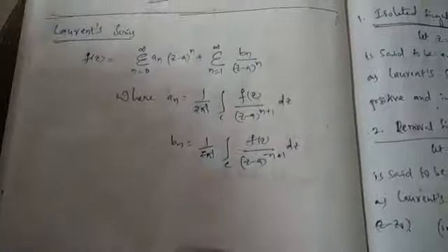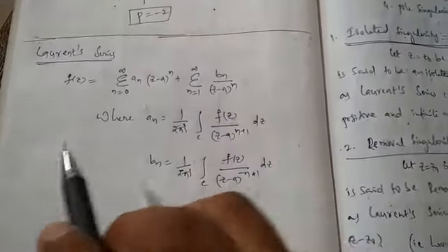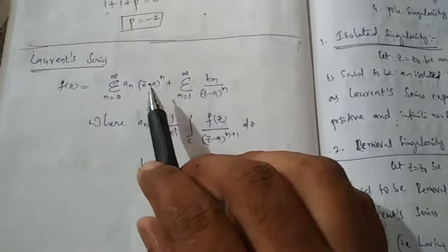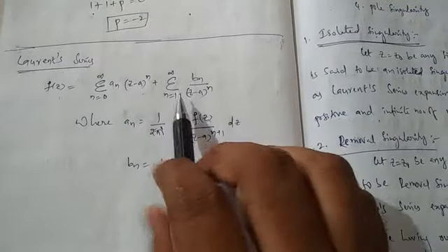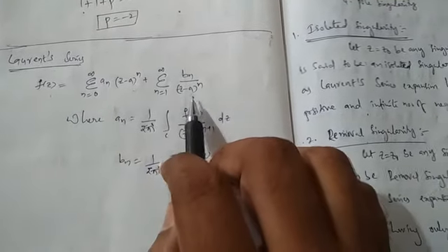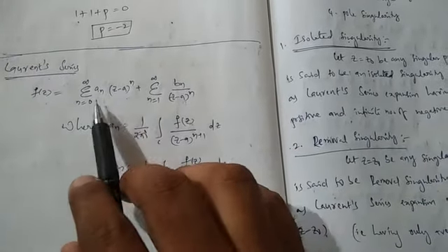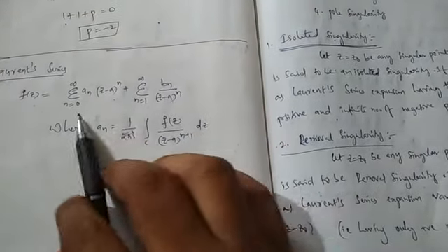Now look at the expansion of the Laurent series. For z equal to a, I take a as a singular point. At that point we can expand f of z as a Laurent series. It has positive powers and negative powers of z minus a. The coefficient of the positive powers is a n, and for the negative powers of z minus a it is b n. This expansion is the Laurent series expansion. Based on the powers, we categorize into four types.